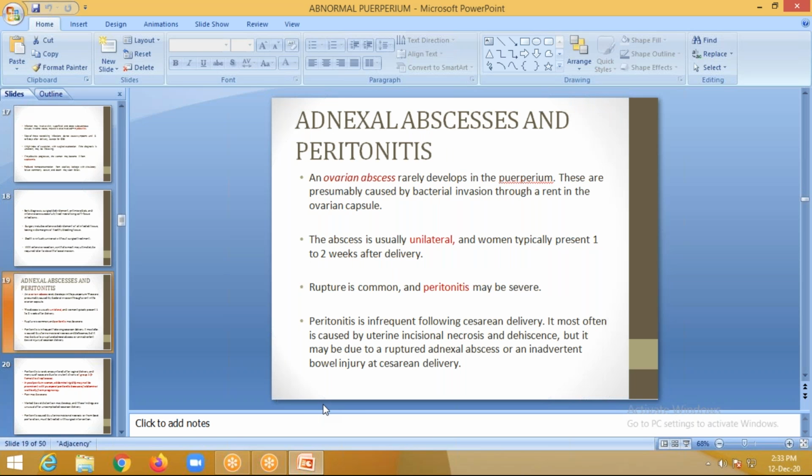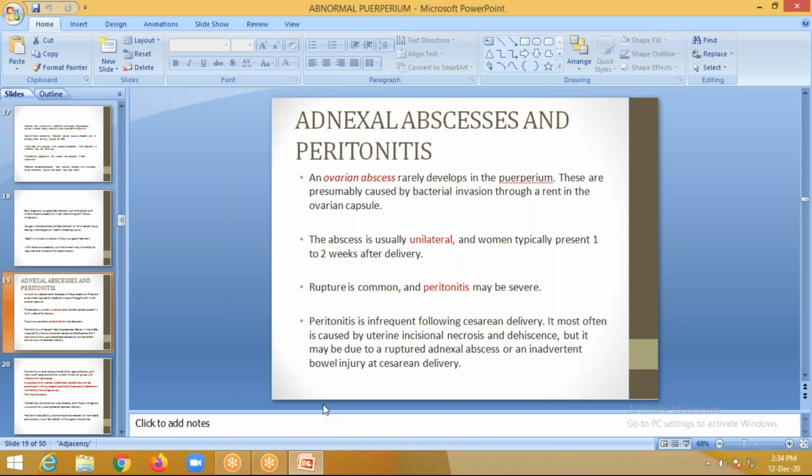Another one is adnexal abscess and peritonitis. An ovarian abscess rarely develops in the puerperium. This is rare, but it will cause severe peritonitis. So ovarian abscess development during the puerperal period is rare, but if it develops, it causes severe peritonitis. So we have to diagnose it as early as possible. The abscess is usually unilateral, and the woman typically presents 1 to 2 weeks after delivery. Rupture is common, and peritonitis may be very severe.